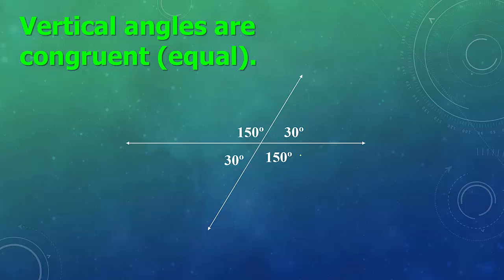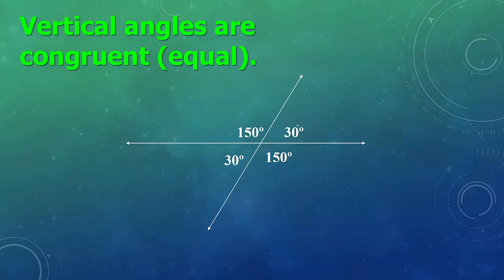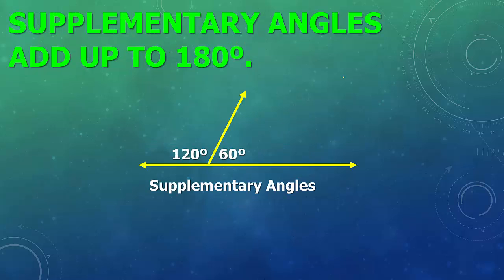Here's another example. We've got 150, 150, 30, and 30, your vertical angles. So 30 and 30 would be congruent. 150 and 150 are congruent. In other words, they're equal. They have the same measure.